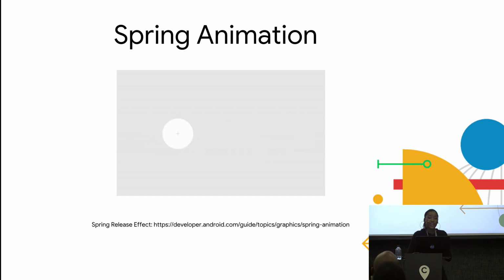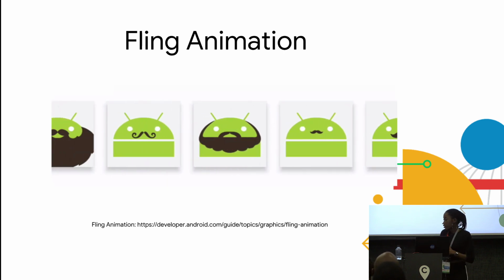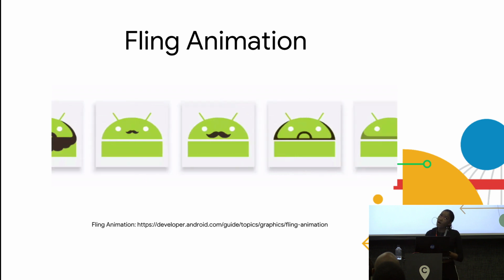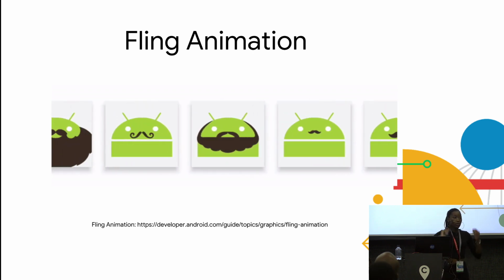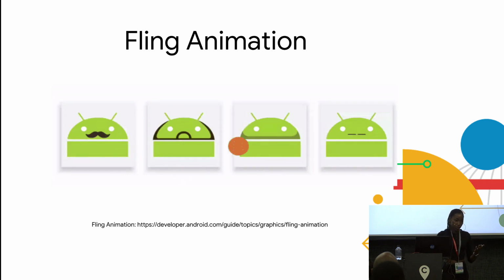You also have the fling animation, and this one you can think of when you're scrolling through your gallery. The faster you scroll, the faster your pictures go. The slower you scroll, the slower your pictures go. So that's the fling.